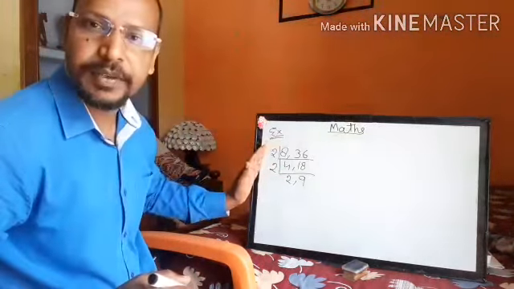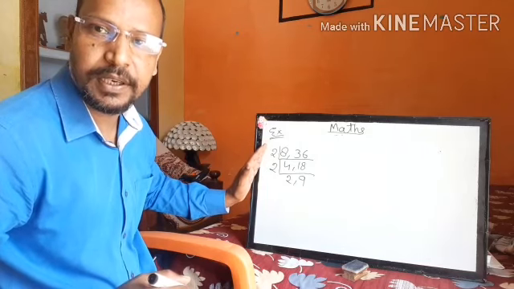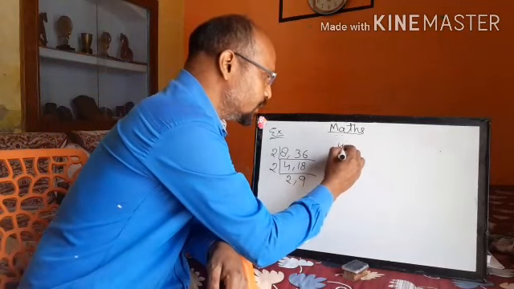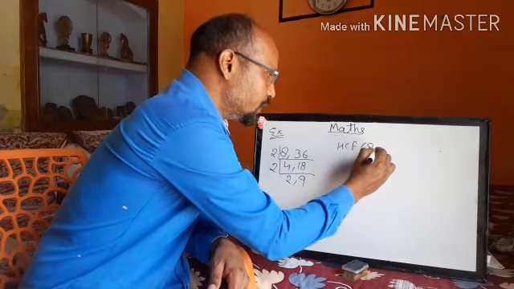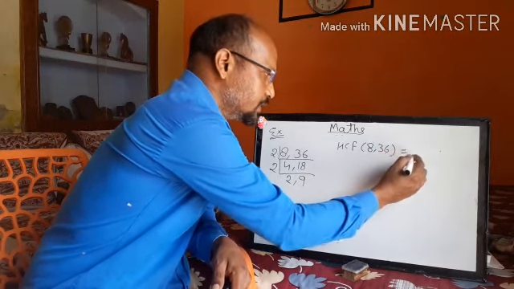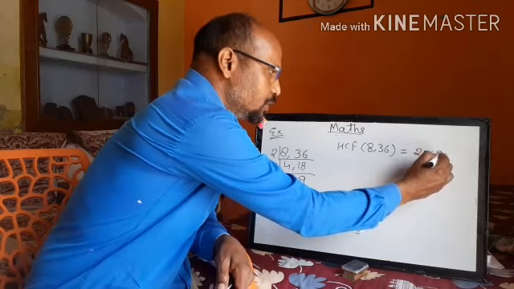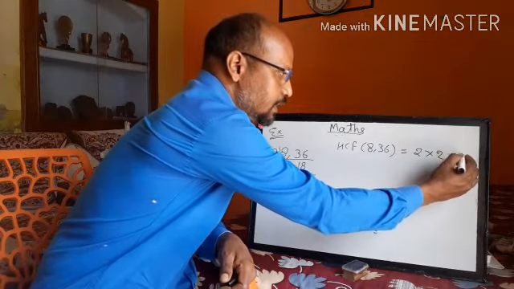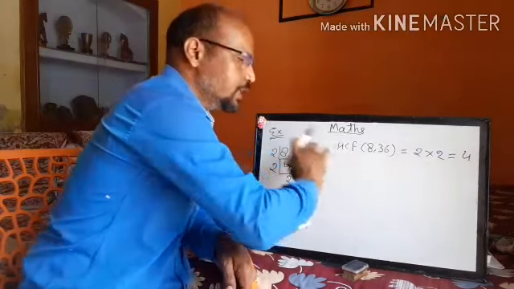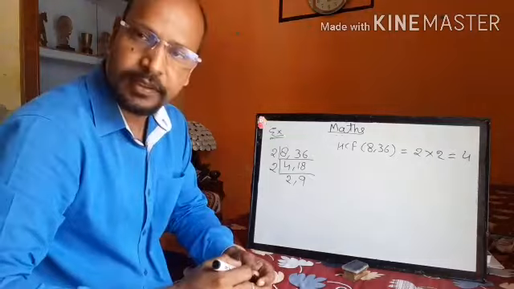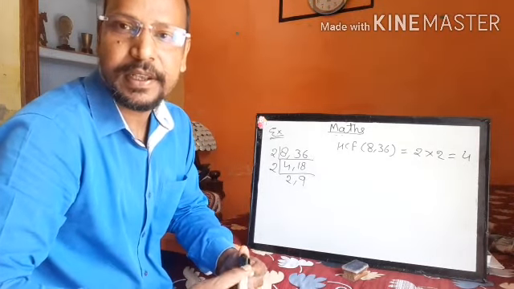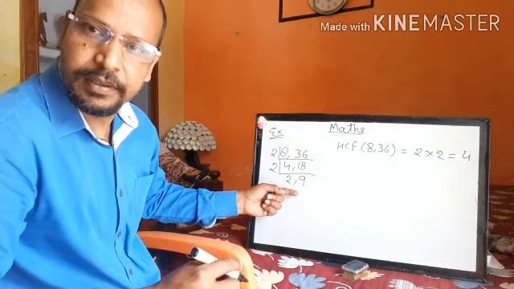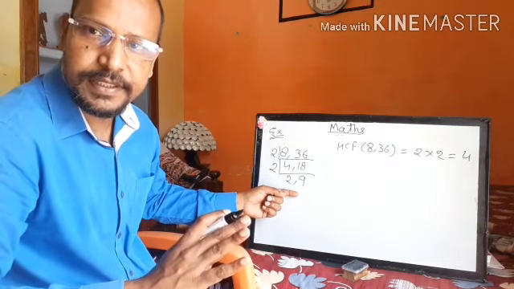The numbers we have as divisors on the left hand side stand as the HCF. So here the HCF of 8 and 36 is 2 into 2, since there are two 2s. So use them, and here the answer is 4. So 4 is the HCF of 8 and 36. Now I'm going to find the LCM. Here 2 is not divisible by any other number, so let it stay as it is.